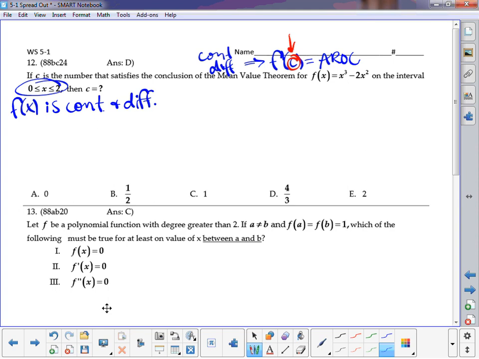So we need to find our instantaneous rate of change. Remember, our big idea is we want IROC to equal AROC.